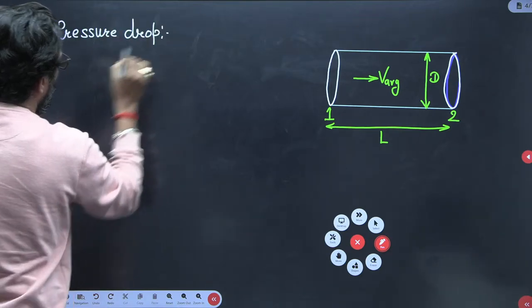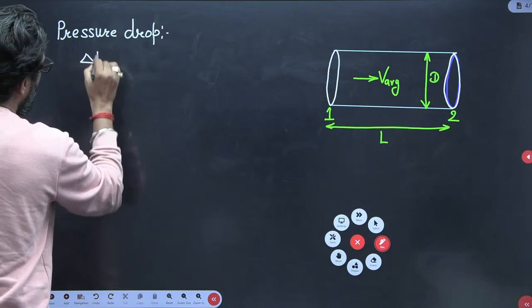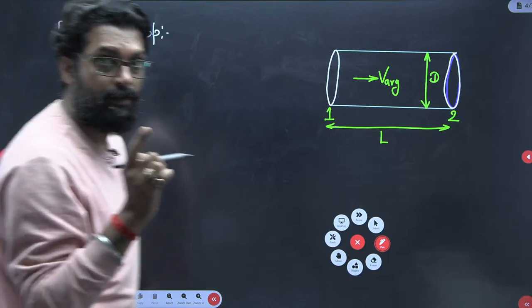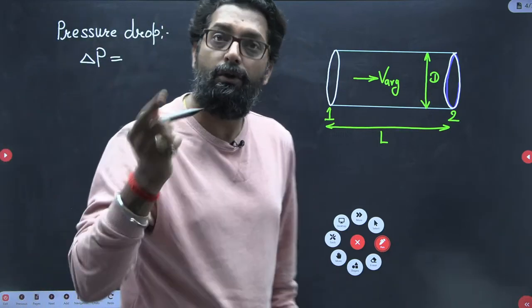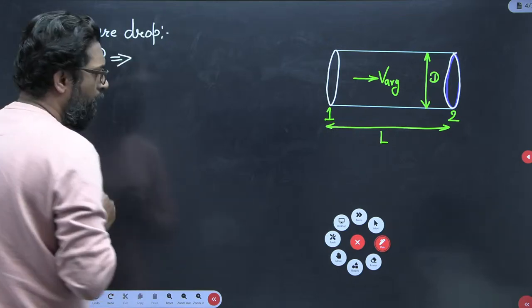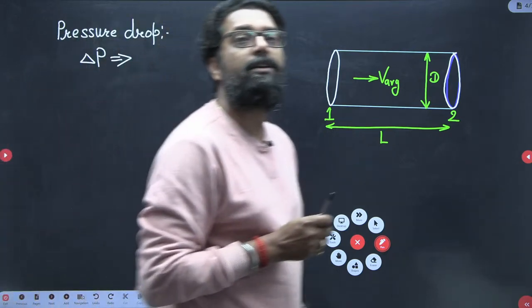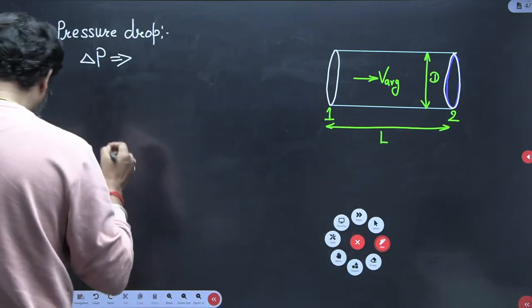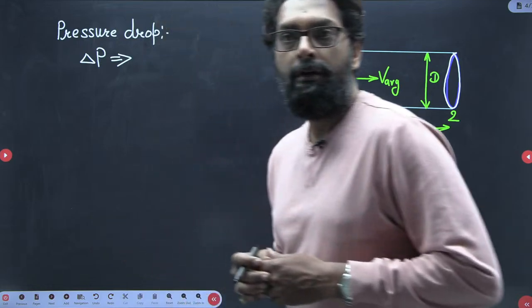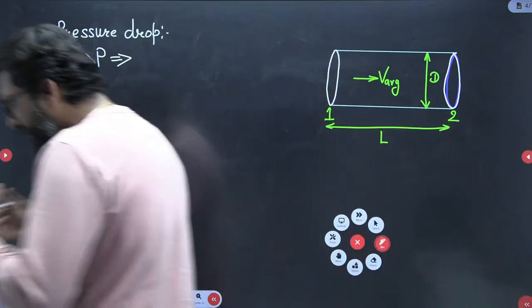Pressure drop, that means delta P. This is drop in pressure, not loss in pressure. These are two things: pressure drop and pressure loss. So, why do we have to calculate the pressure drop? Because we require the power transmission, that means the power requirement for the fan or pump to maintain a flow.